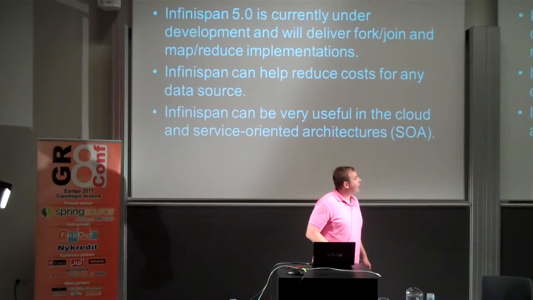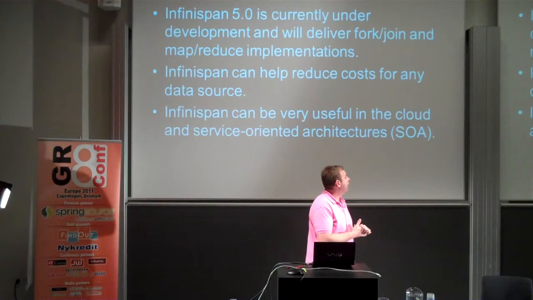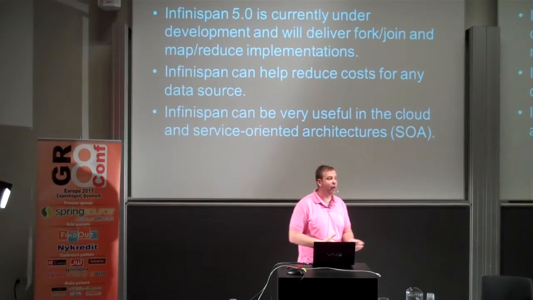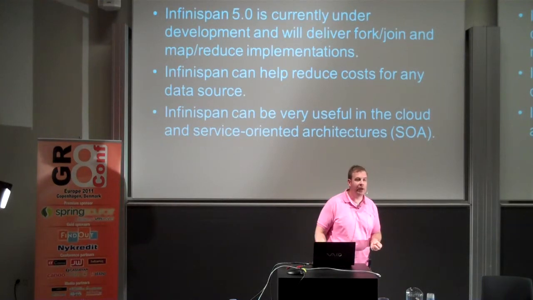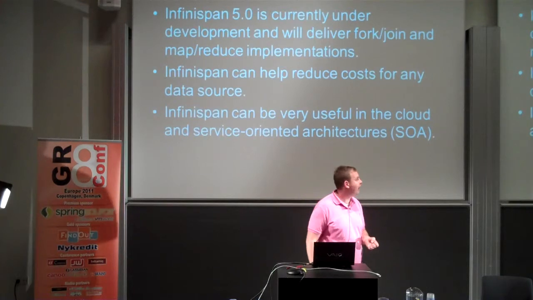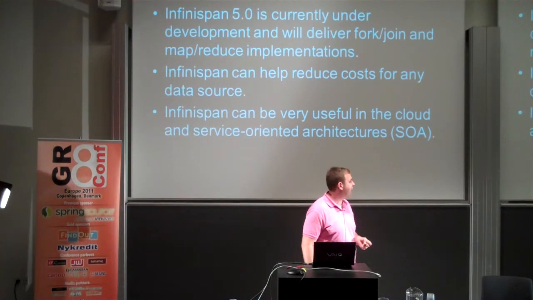So that was my quick overview of the plugin code. We'll cover some food for thought here. Infinispan 5 is currently under development and is going to introduce fork join and map reduce functionality with the API. So that should be very powerful. It should lead to some very interesting applications.